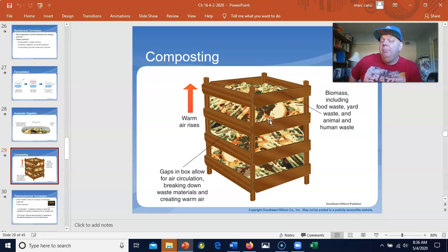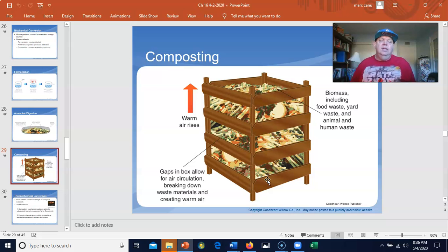Composting. Some of you guys may possibly have tried that in your backyard. A completely natural process. You can't just compost anything. There are certain things you have to do. Okay. Compost heaps. This is one where you use a rack in there. You can use food waste, yard waste, animal and human waste. I wouldn't do human waste if you're doing this in the backyard. Disease, things like that. Okay.